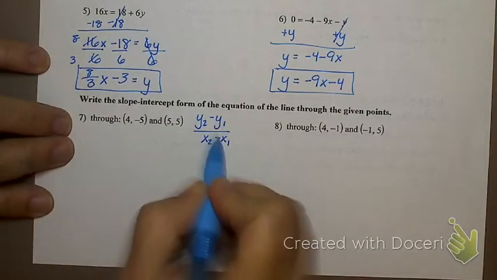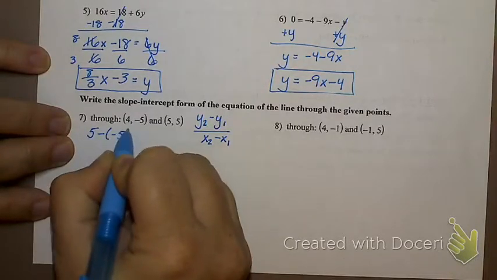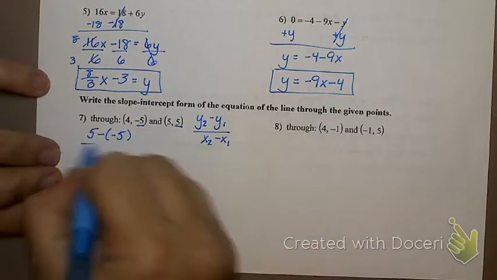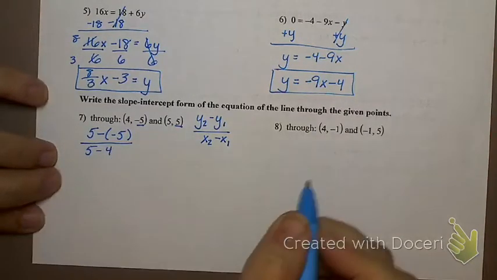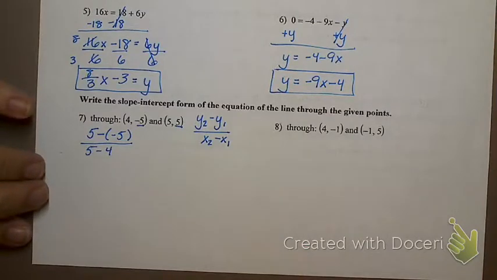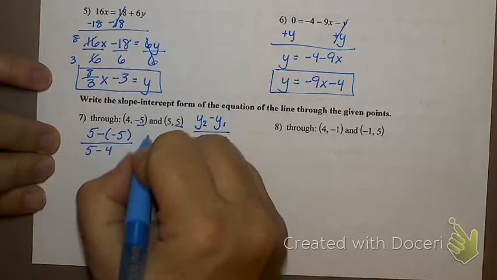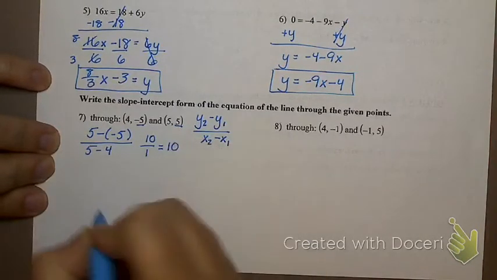So if I do that in this case, that would be 5 minus negative 5, right? 5 minus negative 5 over what? 5 minus 4? What is 5 minus negative 5? It's on your desk. 10 over what? Which is 10. So my slope is 10.